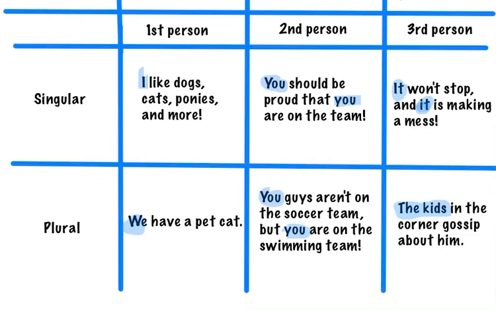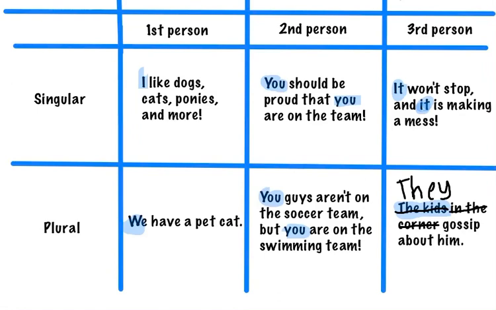The kids in the corner gossip about him. They gossip about him. So you could remove the kids, replace it with they, and you could remove all of this. They are in the corner and they gossip about him, or they gossip about him. So technically that sentence is correct. So these are examples of the first person singular, second person singular, third person singular, first person plural, second person plural, and third person plural.